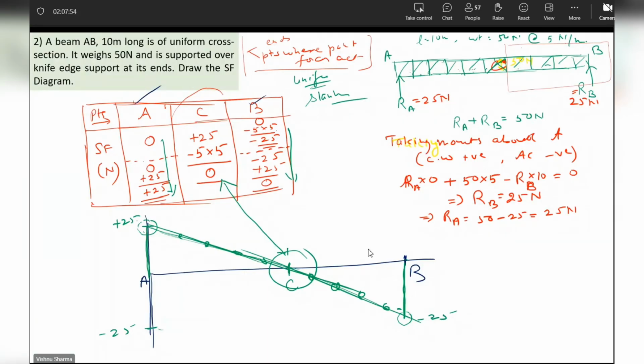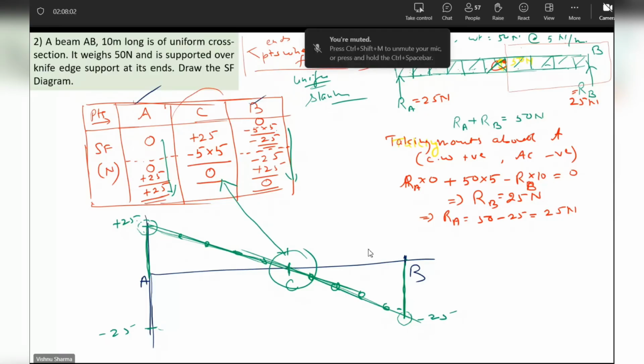Is the SF diagram for this question clear, beta? Simple question where I wanted to bring in the beam of uniform cross section. Is that clear, beta? Okay.